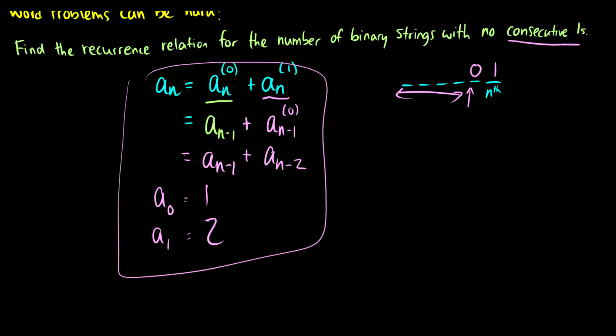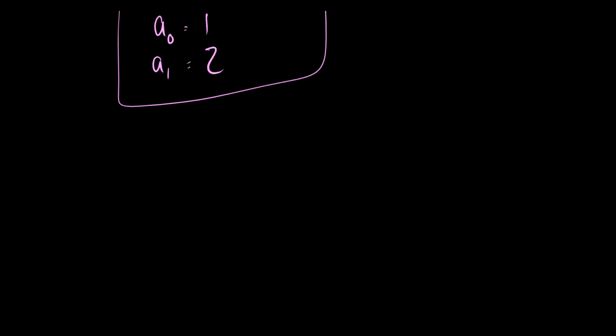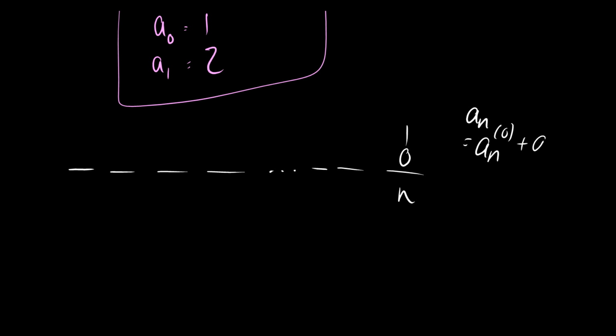And again, to go over the example and why I did it a certain way, suppose we have a binary string of length n. It can either end with 0 or 1. So we say that a_n is equal to a_n that ends in 0 plus a_n that ends in 1. The number in brackets above it is what it ends with. So the number of ways that the recurrence relation can end is with 0 or 1.